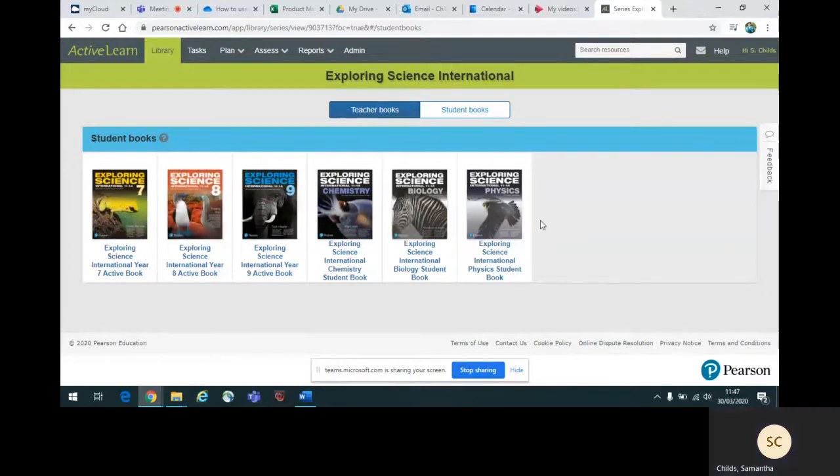There are 6 ebooks in the Exploring Science International series. These are based in 2 sets, either as a year set, which includes year 7, 8 and 9, or as a subject set, which includes chemistry, biology and physics.